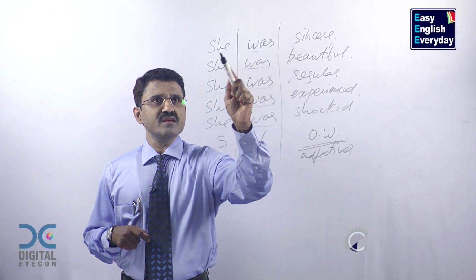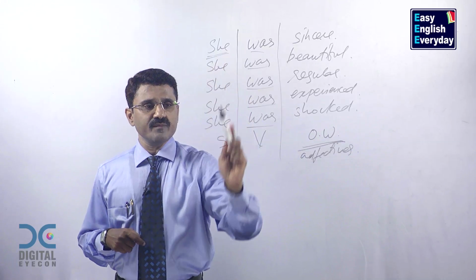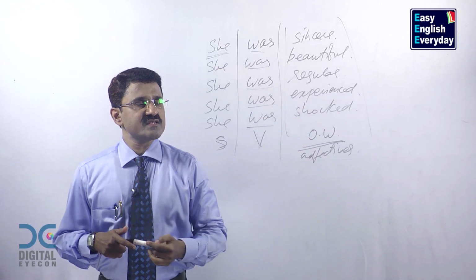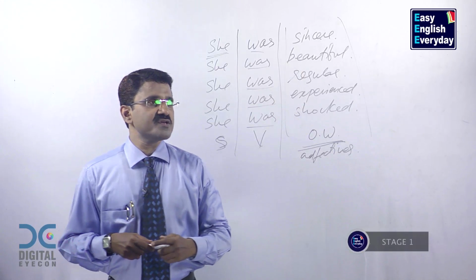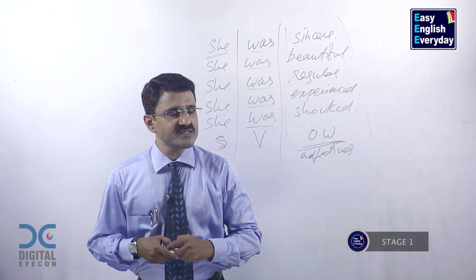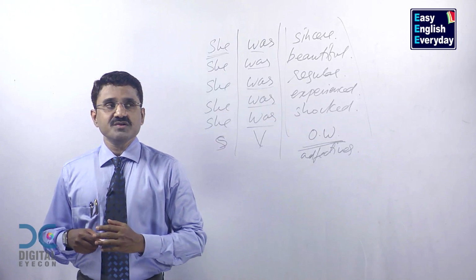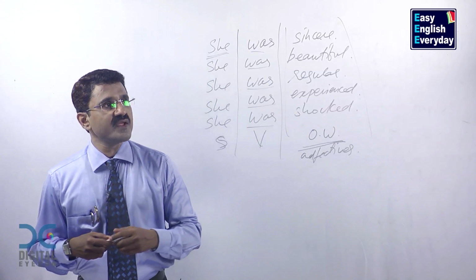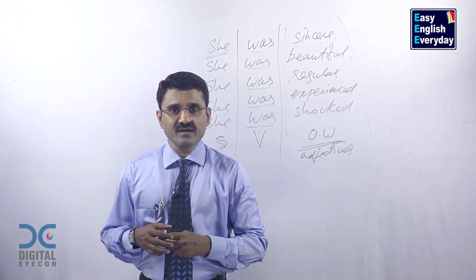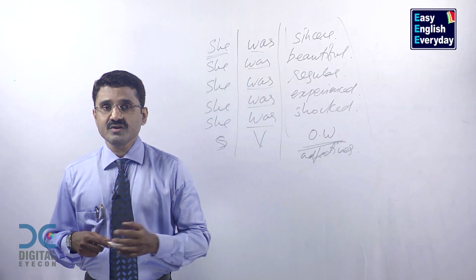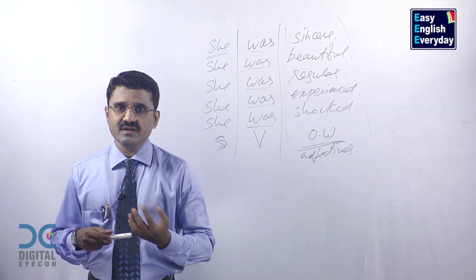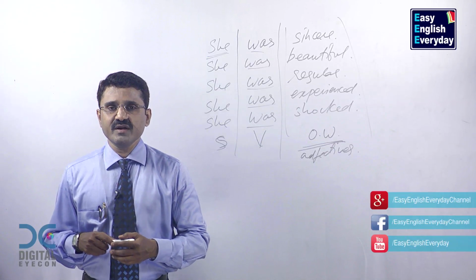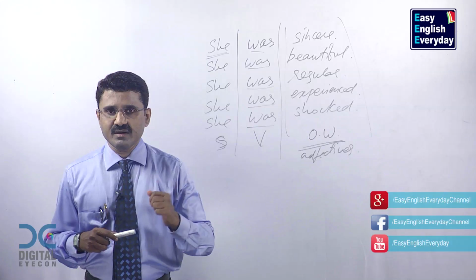I'm describing this person, this lady, this subject by using these adjectives. She was sincere, she was beautiful, she was regular, she was experienced, she was shocked, she was tall, she was short, she was fair, she was dark, she was intelligent, she was honest, she was determined, she was dedicated, she was decent, she was dignified, she was disciplined, and on and on.